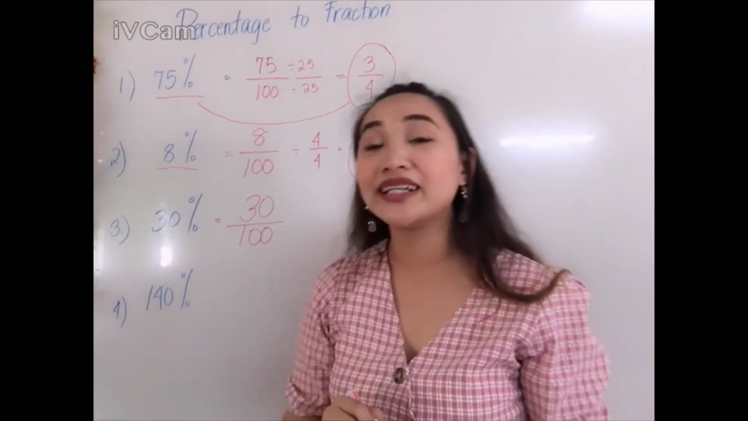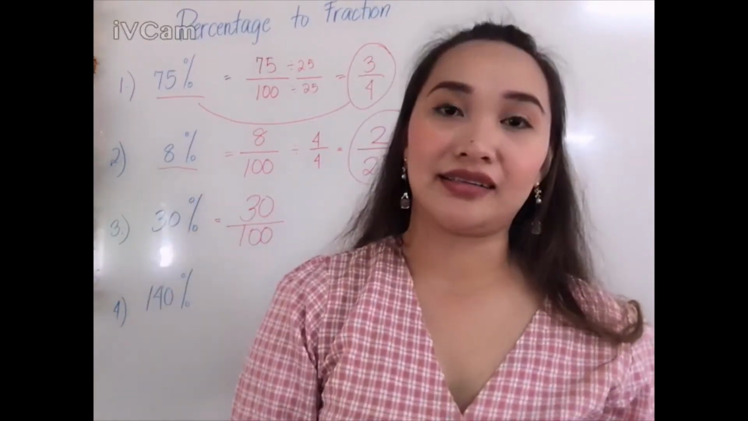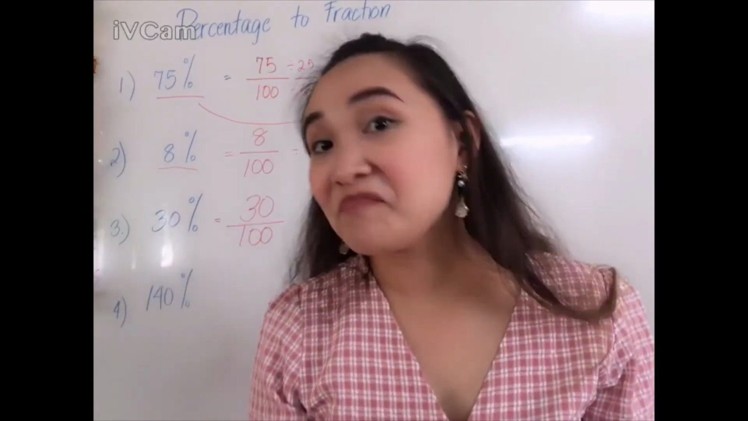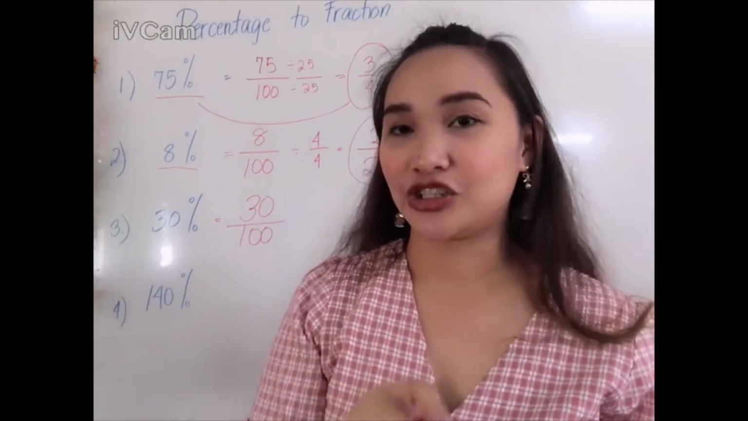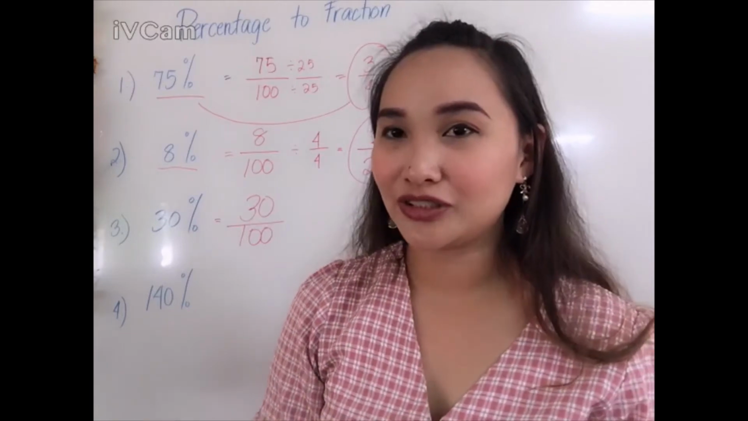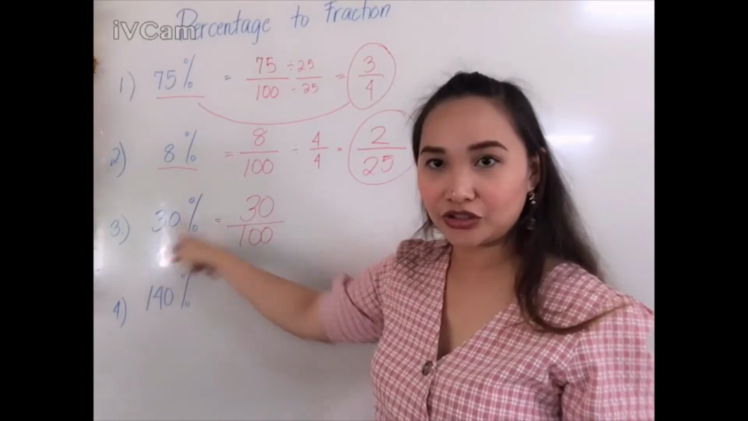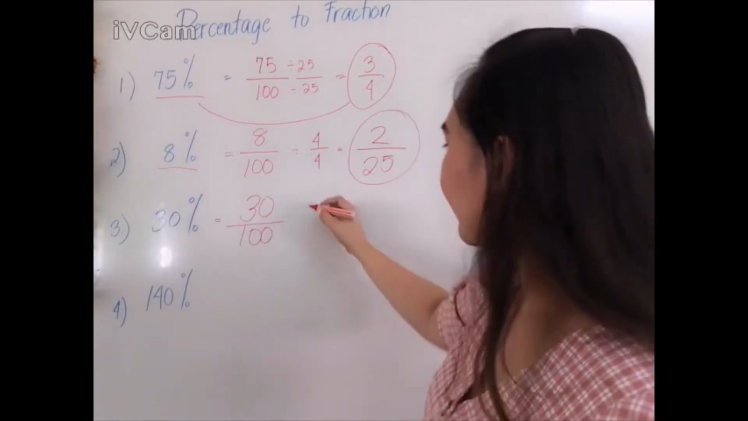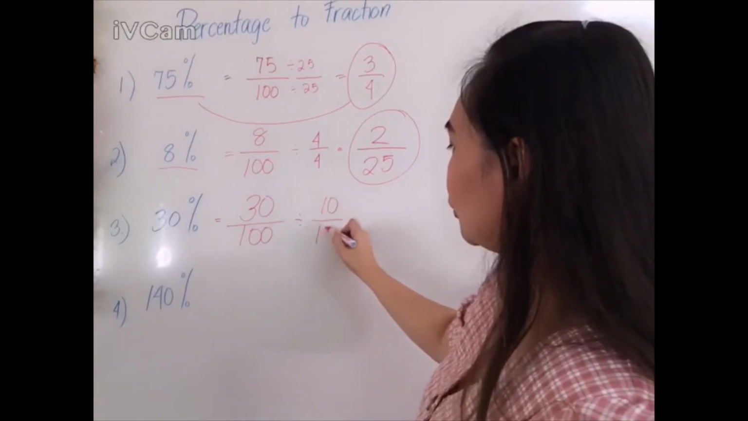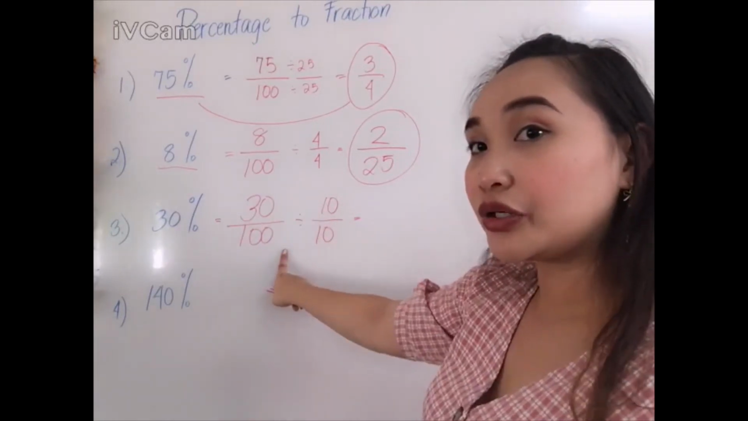Now think of a number again. Think of a number that we can simplify. What is simplify again? Change into a simple fraction, a reducible fraction. We learned that in Unit 2, fractions, right? So here, what are we going to do? Of course, we divide by 10. Very good. We divide both sides, numerator and denominator, by 10.